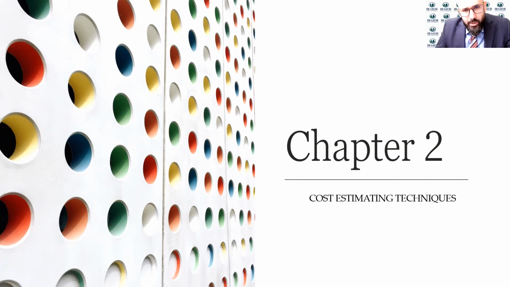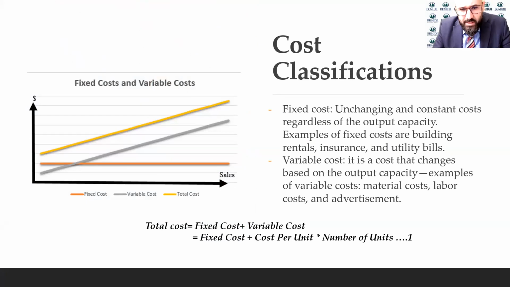So today we're going to go into more detail with the cost estimation techniques. The first thing that we need to talk about is type of cost, or cost classifications. There are generally 2 types of cost. One is a fixed cost, which is not changeable. It does not change with the output. For example, rental, insurance, and utility bills could all be considered fixed costs. And why is it called fixed? Because it's not changing with the quantity that you're providing or producing.